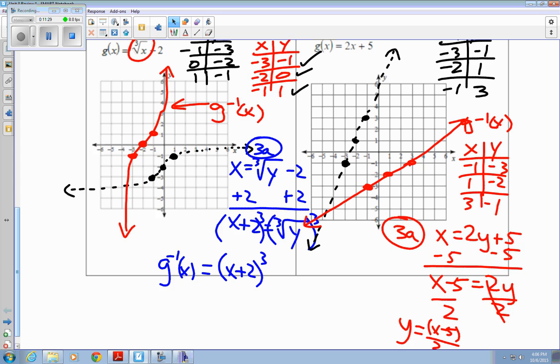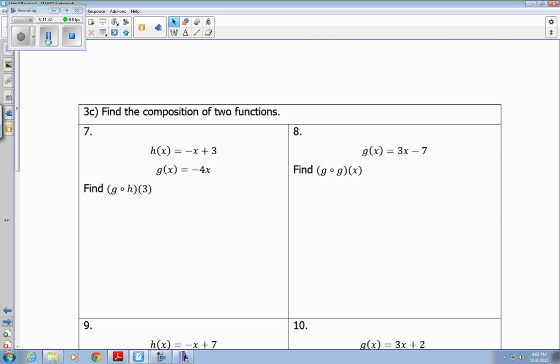Alright, we have for C, find the composition of two functions. A couple different types of compositions here. We have number 7, g of h of 3. Some of you would rather see this as g of h of 3. Some people actually put parentheses just right here because they don't like this little circle symbol. There are a couple different ways people solve these.